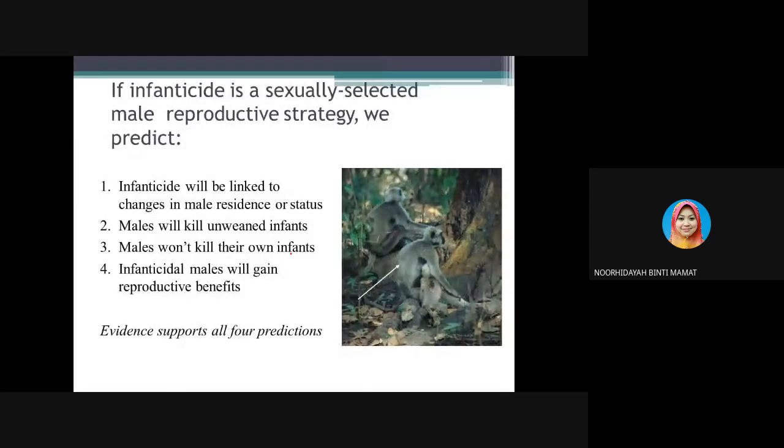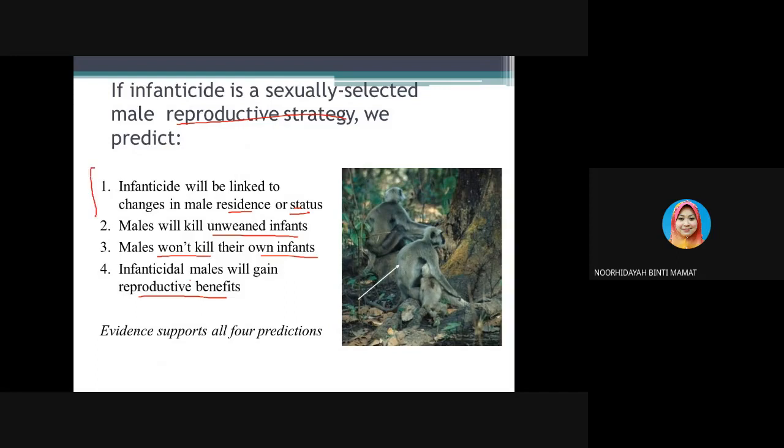So if infanticide is a sexually selected male strategy, because they can have the mating opportunities, we predict that infanticide will be linked to changes in male residence or status. We also predict that the male will kill unweaned infants, that the male won't kill their own infants, and that the infanticidal male will gain reproductive benefit, if infanticide is a sexually selected male reproductive strategy.